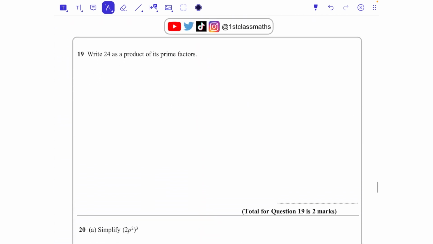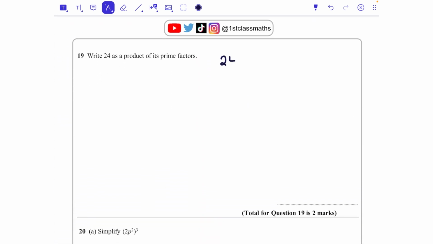Question number 19, write 24 as a product of its prime factors. So we start with 24 at the top, and we need two numbers that times together to give 24. And you can do this any way you like, we should always get the same answer. So I'm going to put 2 times 12.